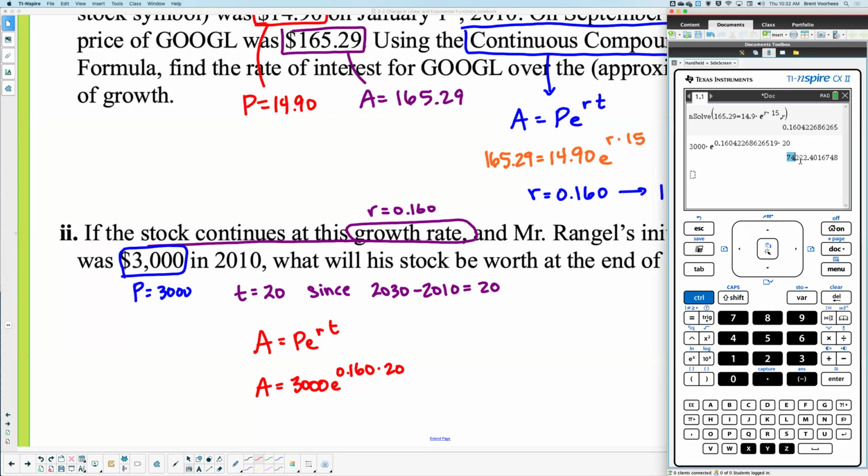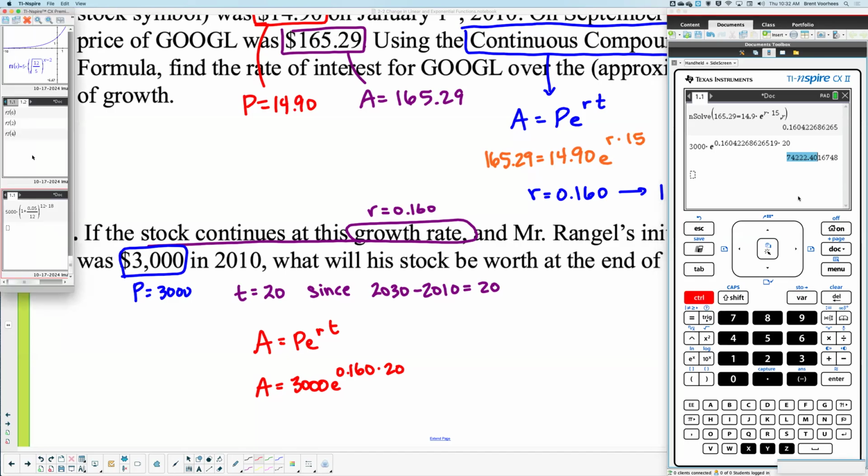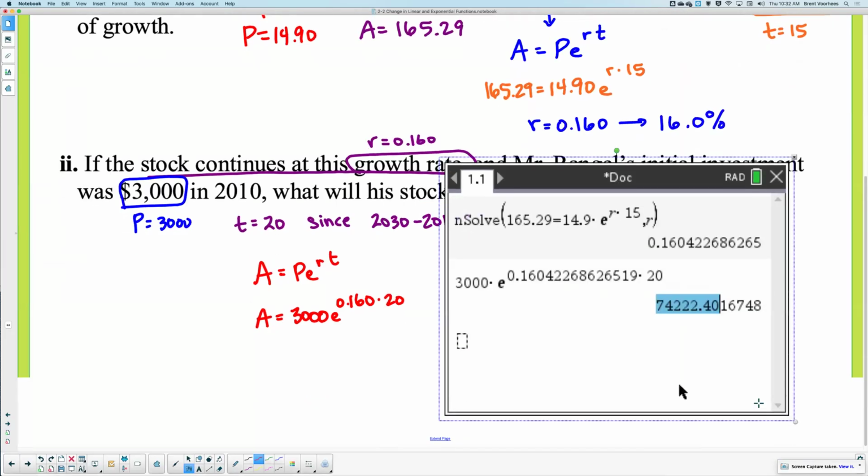73,500. Okay, you used the rounded version. If you did not round, you got even more than that. How much did you get if you did not round that rate? If you copied and pasted it? $74,000. Oh my goodness.